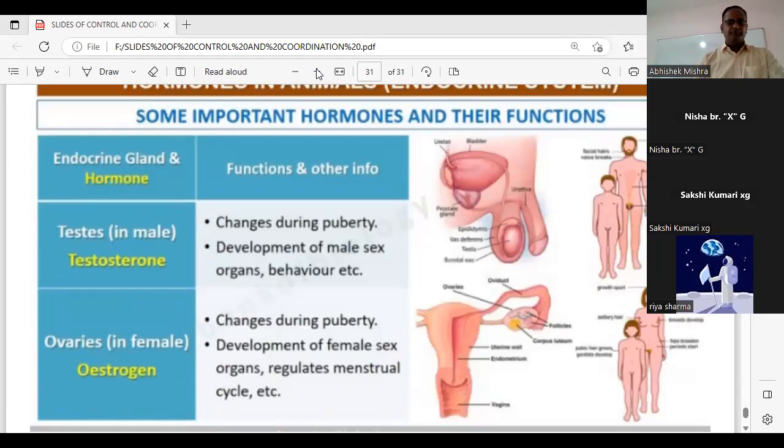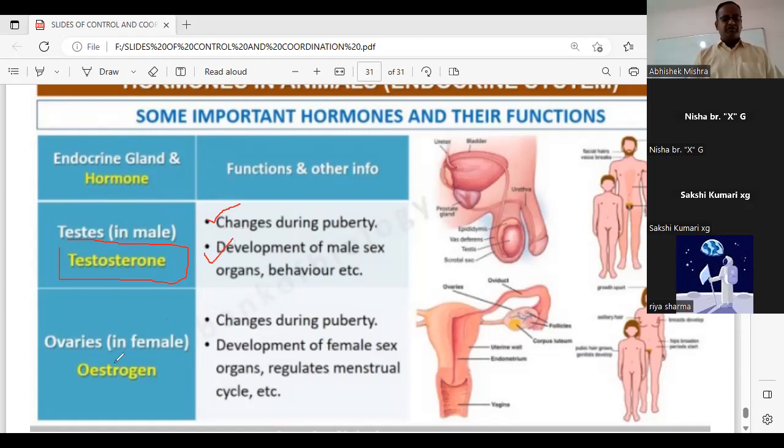Next, we are coming to the important glands of the body, that is the testes in the male and the ovaries in the female. The testes, present in the male, secrete the hormone testosterone. And what is the function of testosterone? It brings about the changes during puberty, that is deeper voice, more body hair, which are controlled by testosterone. It also helps in the development of the male sex organs and behavior.